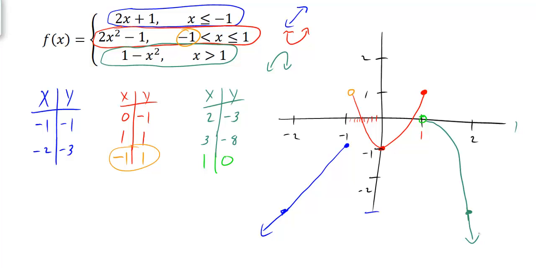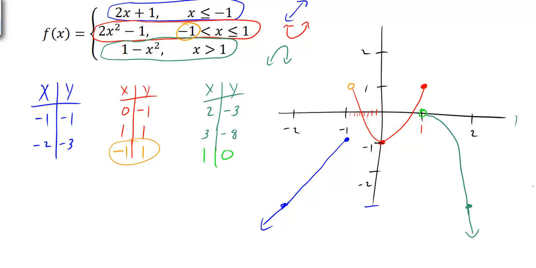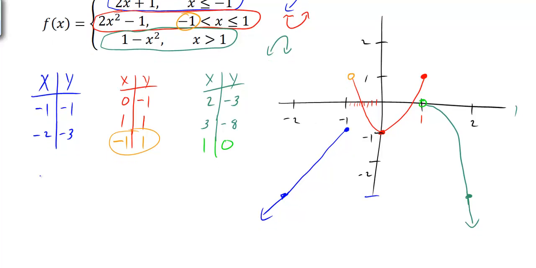So hopefully when you put this into your calculator, or you did this by hand, you ended up with a graph similar to this. Now if we look at using the calculator, we would do kind of the same setup. For y1, we would type in 2x plus 1 in parentheses, and then you would put parentheses x less than or equal to -1, and that would all be in parentheses. And then for y2, we would type in 2x squared minus 1 in parentheses.